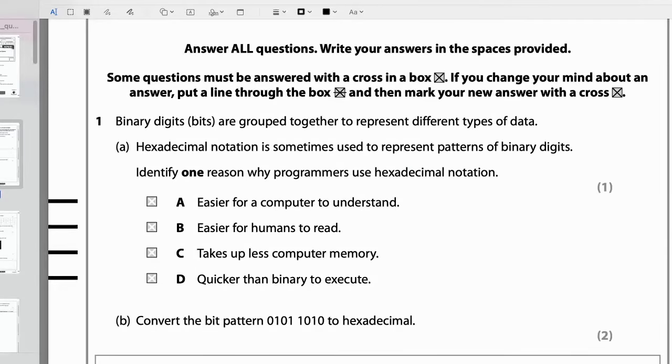So question 1a. Binary digits, bits, are grouped together to represent different types of data. Hexadecimal notation is sometimes used to represent patterns of binary digits. Identify one reason why programmers use hexadecimal notation. The only answer is B. It's easier for humans to read. That's why we use hexadecimal. It's easier for humans to read. So make sure you put an X in the correct column.